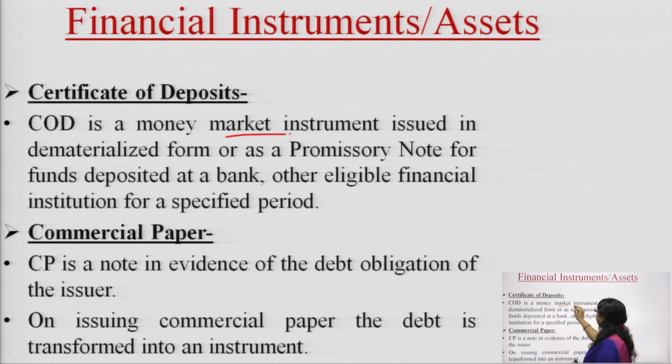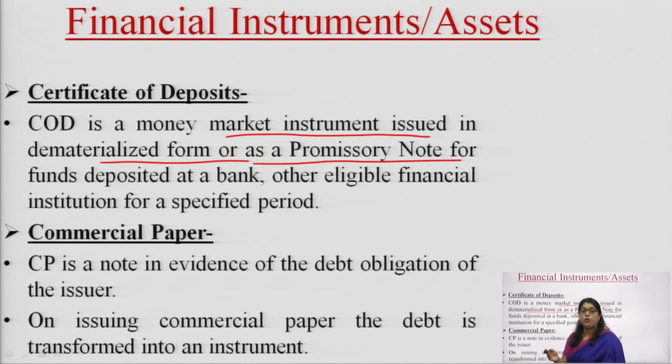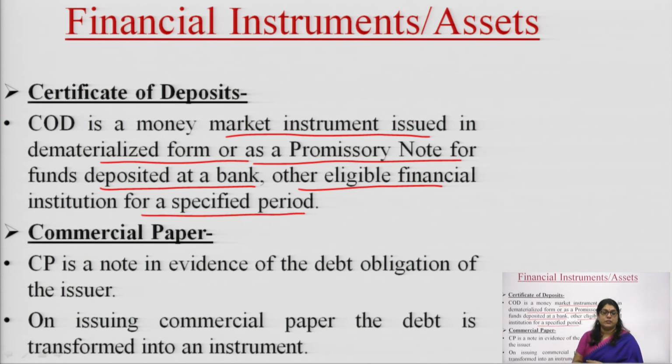COD is a money market instrument issued in dematerialized form as a promissory note. Promissory note means two parties having a contract where one promises to pay a particular amount to the other person in a given specific time duration. So, funds deposited at the bank or other eligible financial institutions for a specific period can take advantage of this certificate of deposit. These all are money market instruments. Money market basically deals in short term funding. They provide short term instruments for short term funding, short term liquidity.